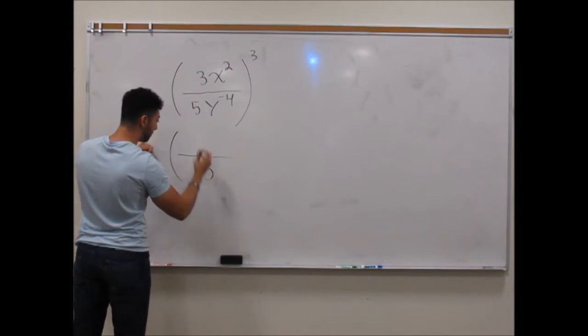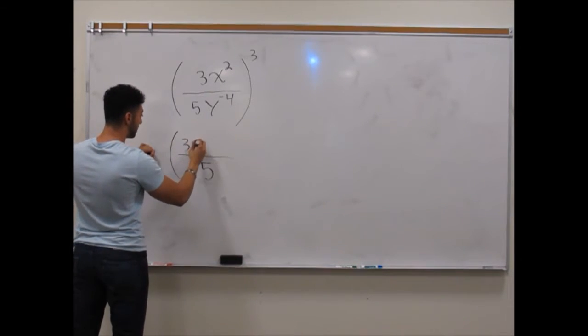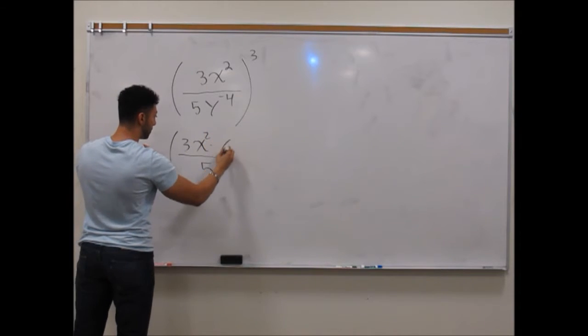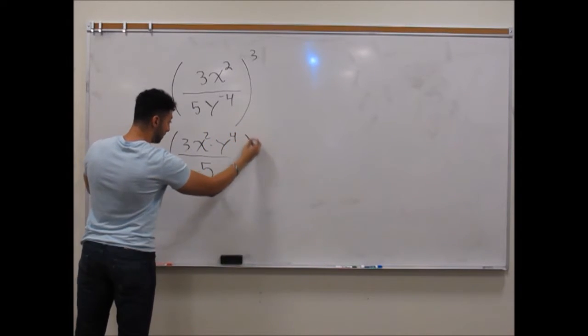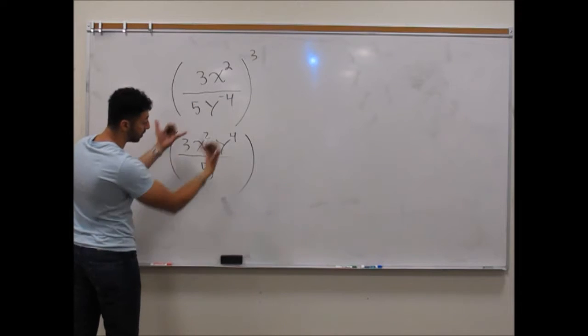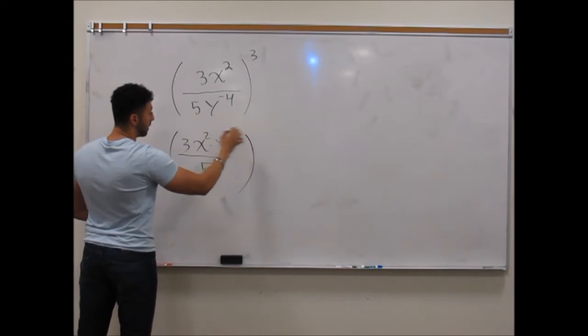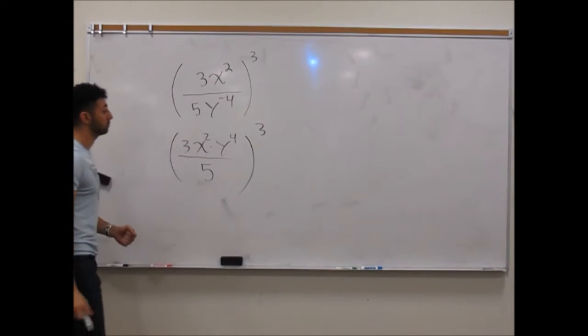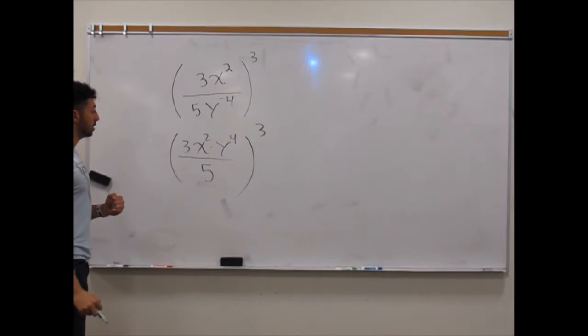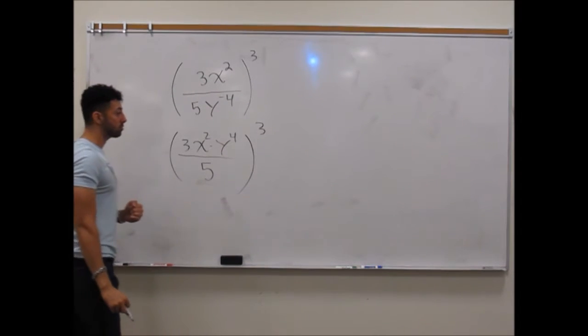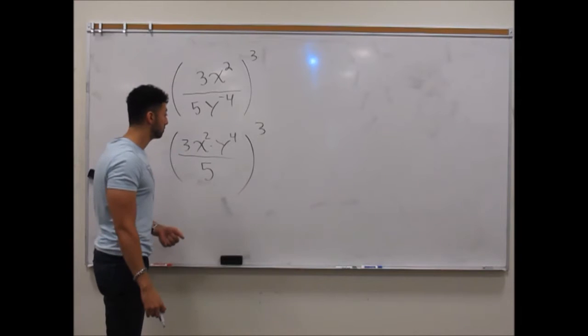So we just have the 5 on the bottom now, the 3's on top, the x squared's on top, and I just brought the y to the 4th. The y to the negative 4th on top is a y to the positive 4th, and we still have this 3 out here. So I just brought that up. Okay, now it just looks like it's the power to a power law again.